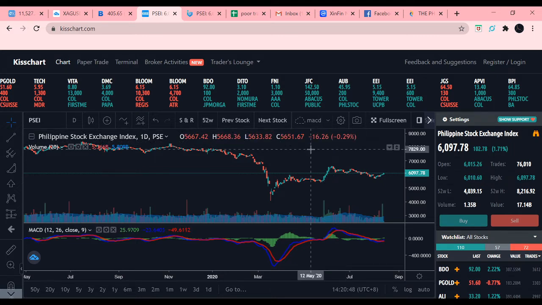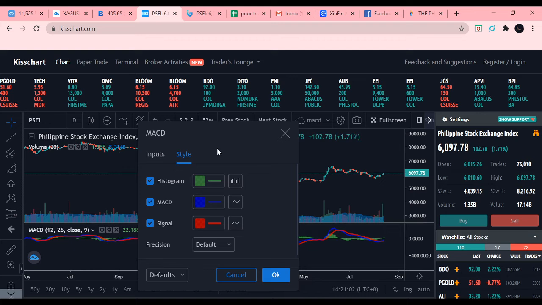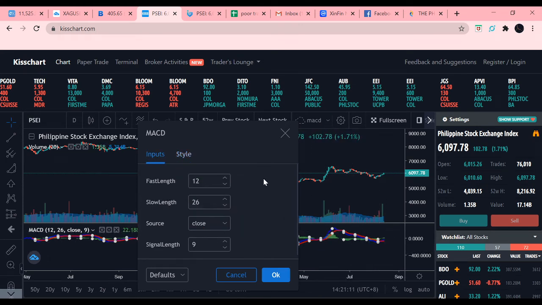MACD is a Moving Average Convergence Divergence. It uses exponential moving average. So, yun, punta tayo sa settings. So, meron siyang 3 parts. Actually, the histogram, which is the green. And then the MACD line, which is the blue line. The MACD line is actually the difference between the exponential moving average 26 less exponential moving average 12. So, yun yung MACD line.